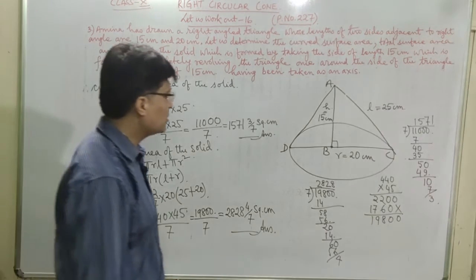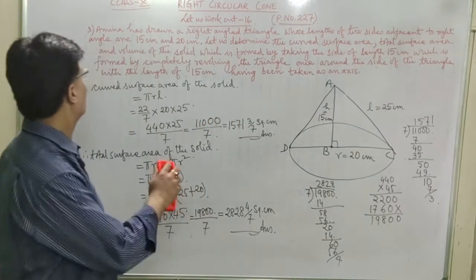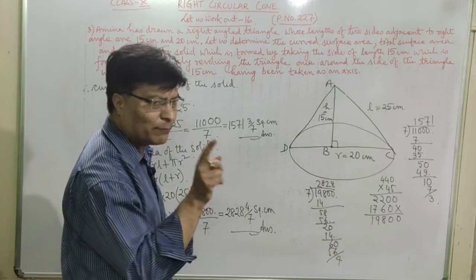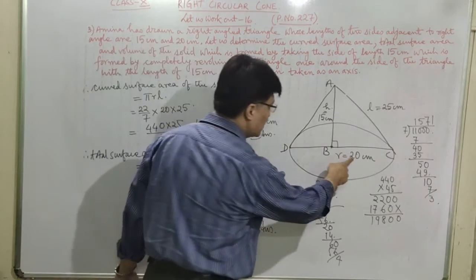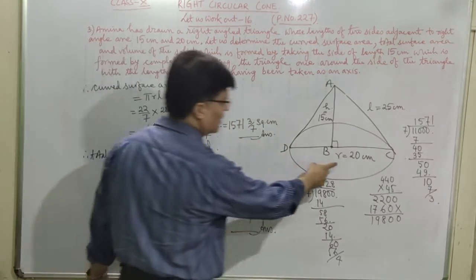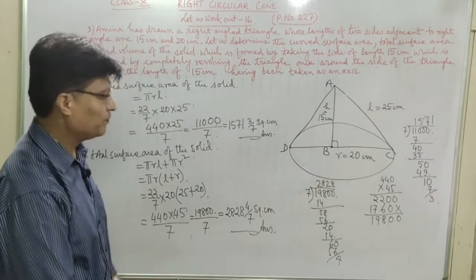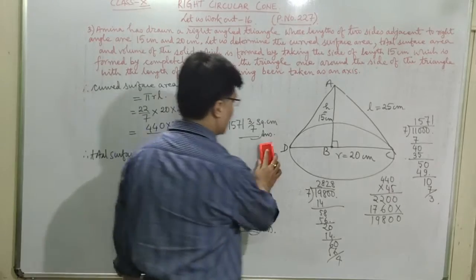So now let us find out the volume of the solid. What is the formula for the volume of the solid? 1/3 pi r square h. Here the radius is 20, and what is the height? It is 15. Is that clear? So I am rubbing it.